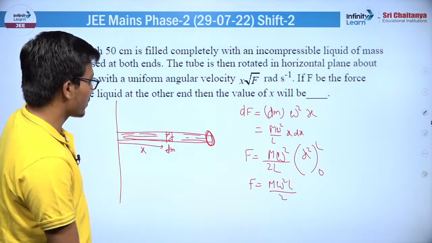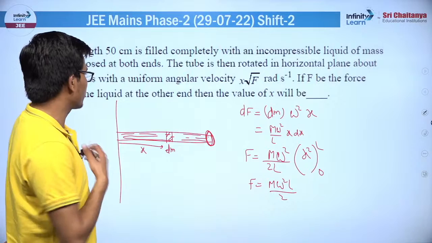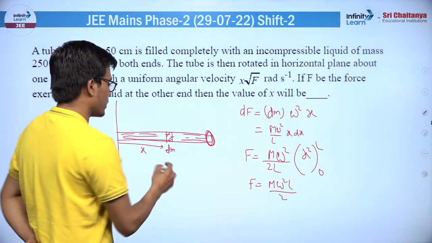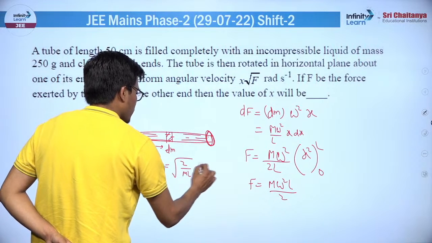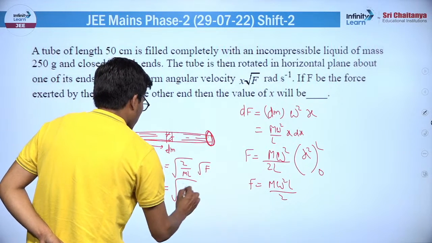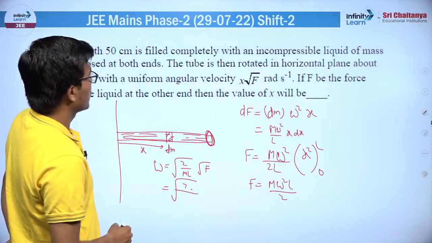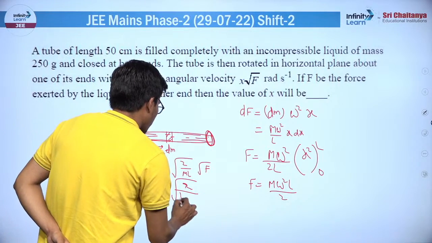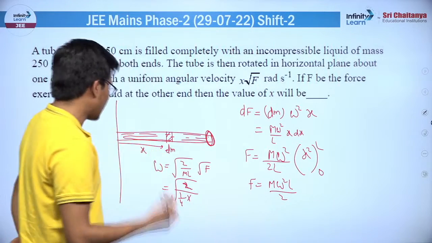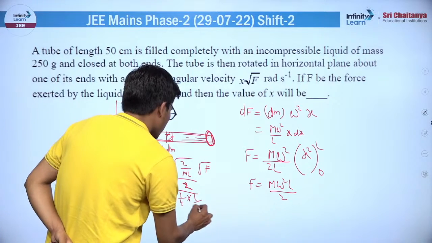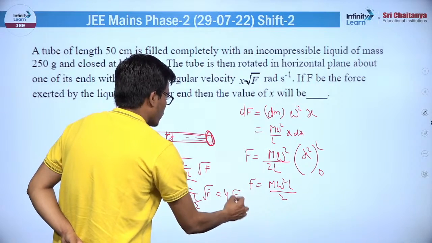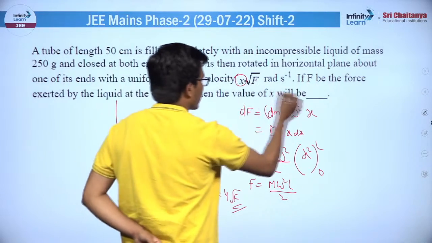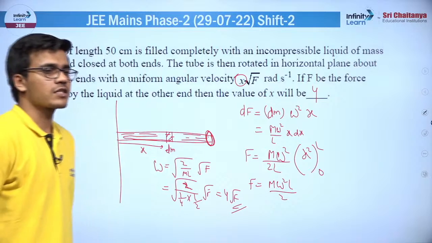So F is already given, if F is the force then we need to find the value of x. Omega we need to find, so omega is root of 2F by mL. Mass is given, 250 gram means 1 by 4 kg. Length is given, 50 centimeter means 1 by 2. So 8 root F should be my answer. If you compare with this, the value of x is 4.